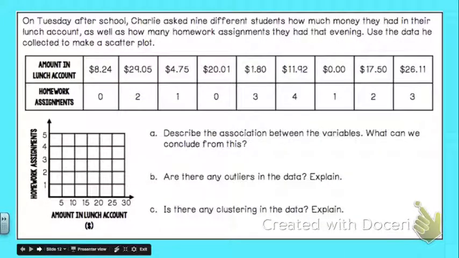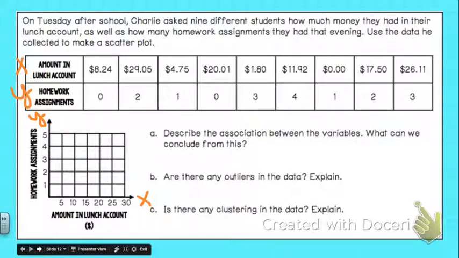Okay, so now let's look at the next table in ScatterPlot. On Tuesday after school, Charlie asked 9 different students how much money they had in their lunch account, as well as how many homework assignments they had that evening. Use the data he collected to make the ScatterPlot. Okay, so we know that the amount of money in the lunch account is X, and the amount of homework assignments is Y. So I'm going to label this X and this Y.